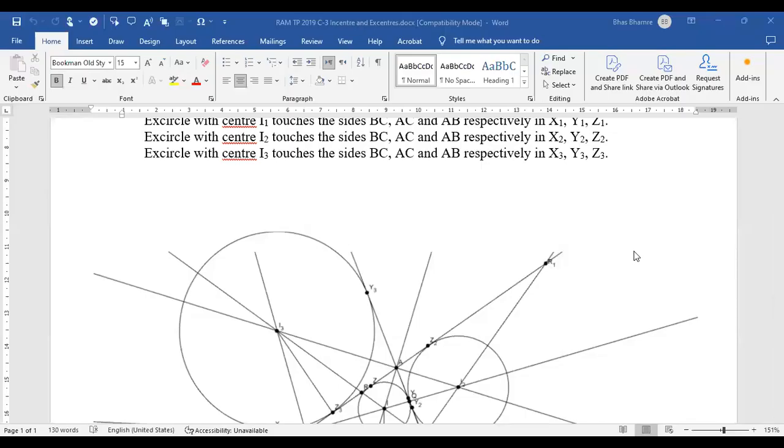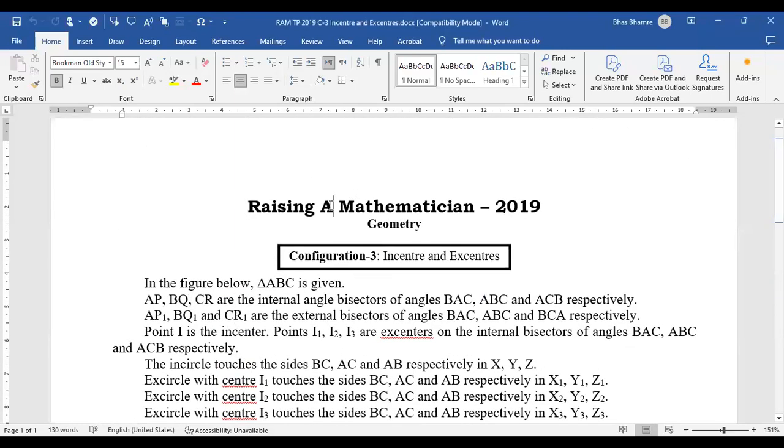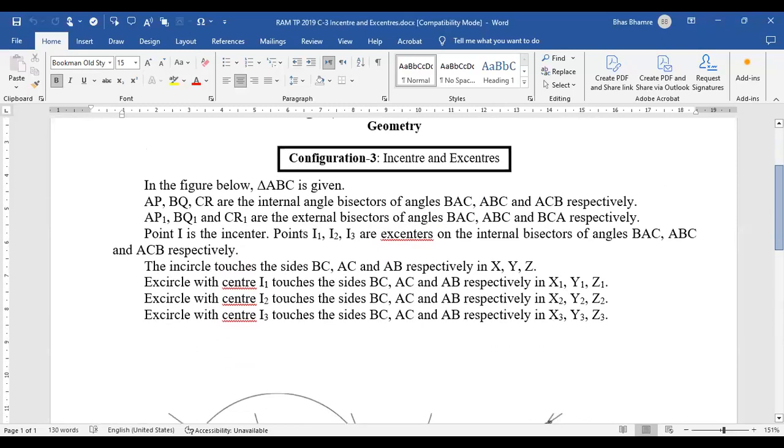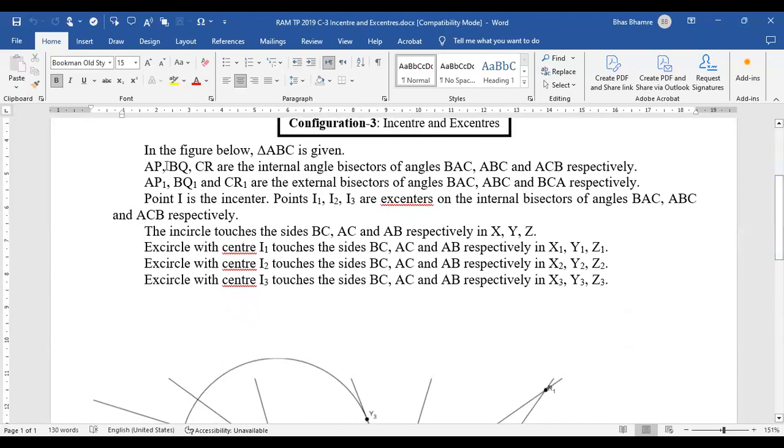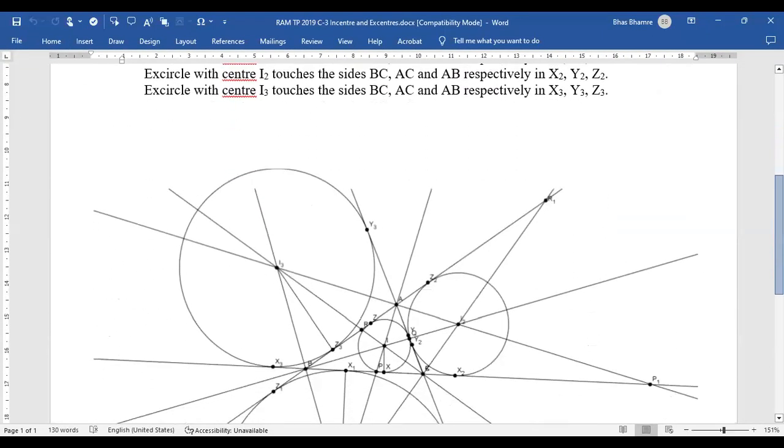As I told you, in 2019, Ram TP, here is the title. So this is the incenter and excenters configuration. So let's try to read. It is already given there. ABC triangle is given. AP, BQ, CR are the internal angle bisectors of angles BAC, ABC, and ACB respectively. So I term that where the angle bisectors meet.